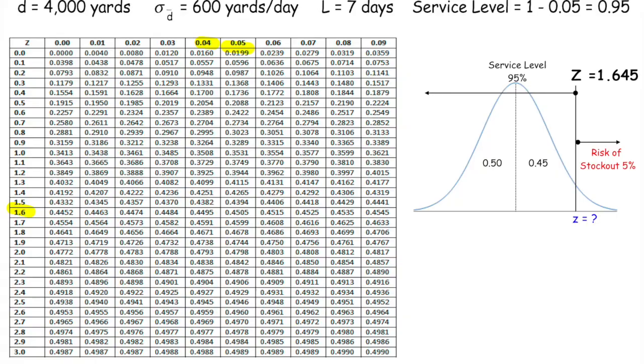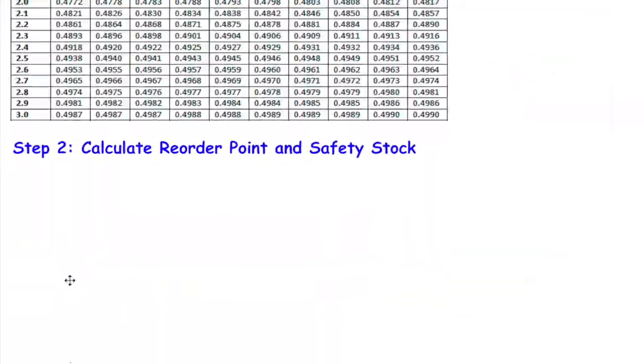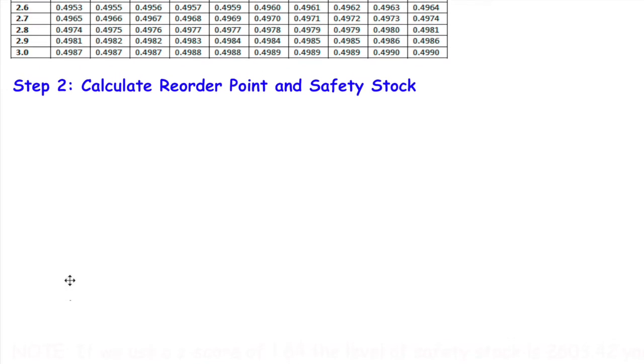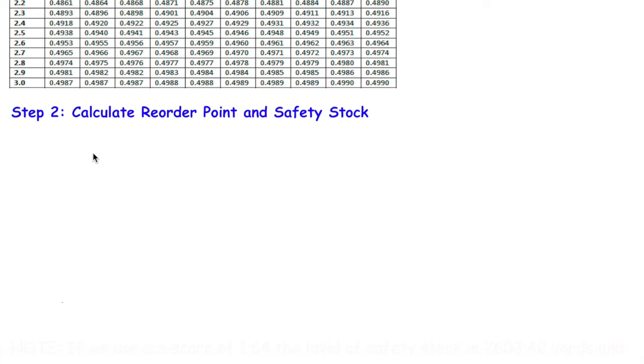So now that we've done that, the next step is to use the equation for the single period model to calculate the reorder point and the safety stock. The equation that will be offered to us on our formula sheet is the reorder point R is equal to d bar times L plus Z times sigma d bar times root L.